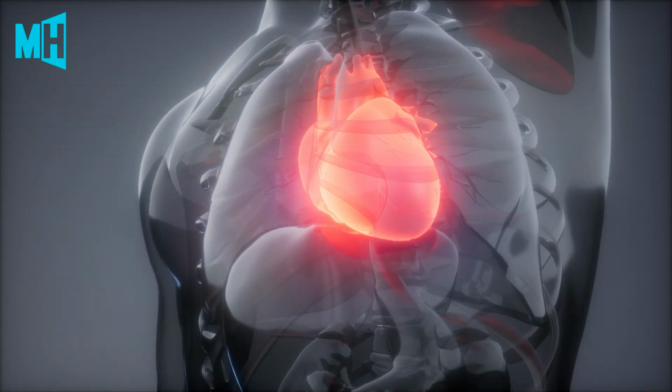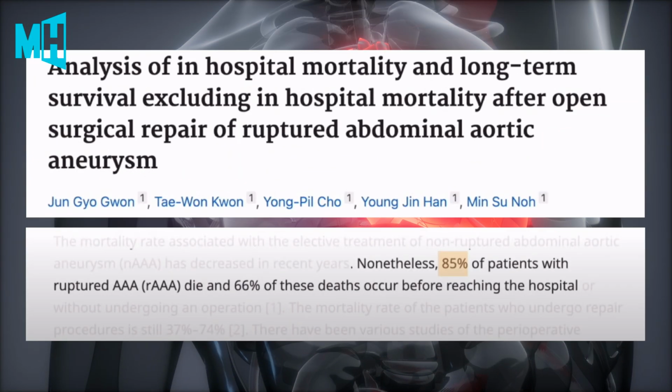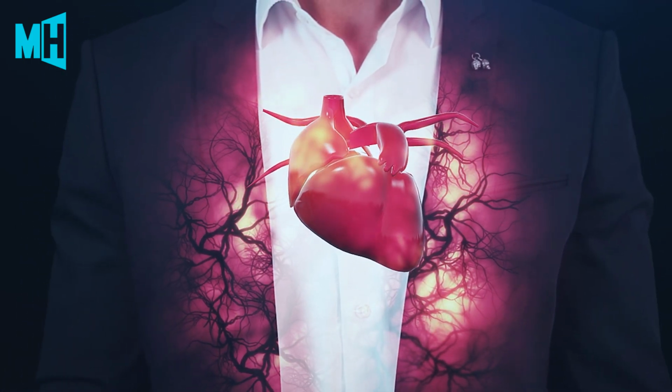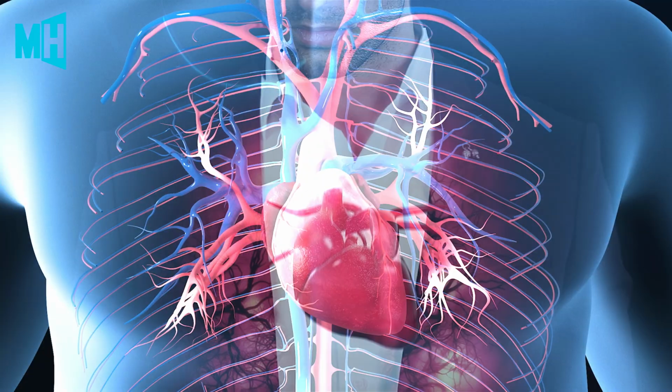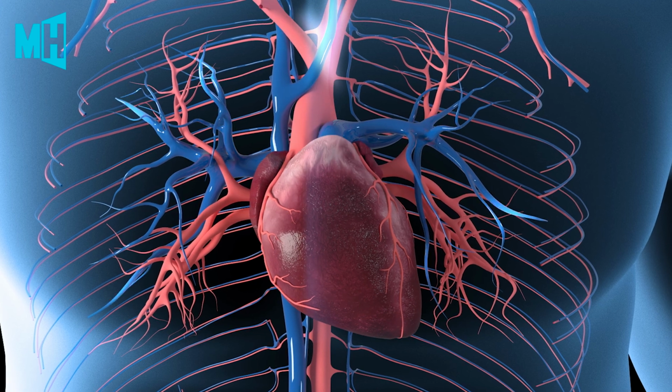This is called a rupture and is a surgical emergency in which 85% of patients die, and 66% of these deaths occur before reaching the hospital. The key symptom of this is a sudden severe tearing pain in your chest or upper back. Surgeons usually recommend surgery before the aneurysm ruptures.